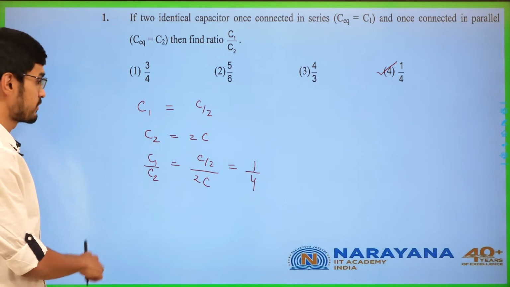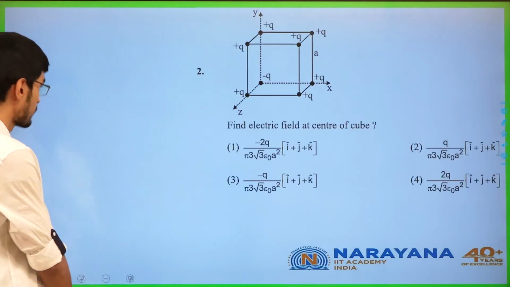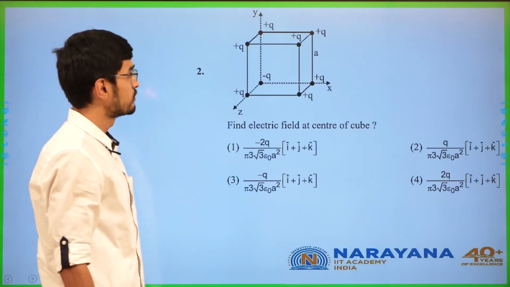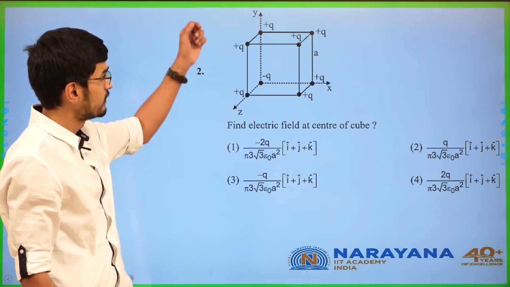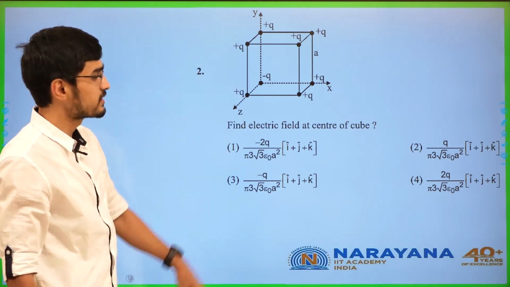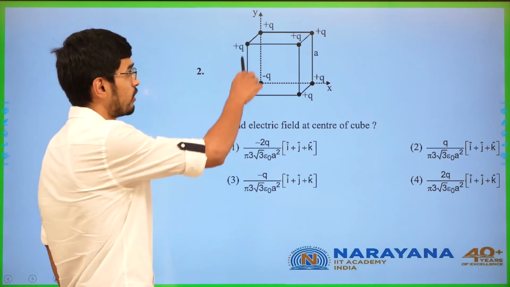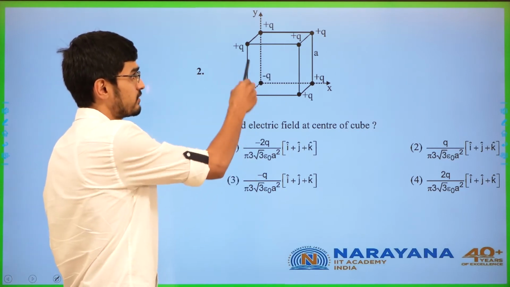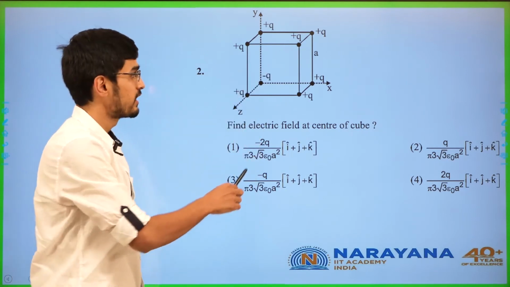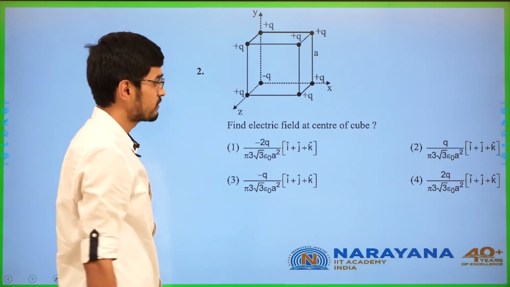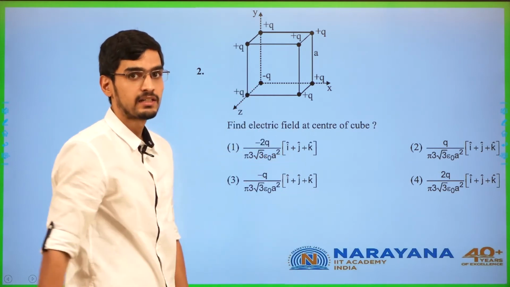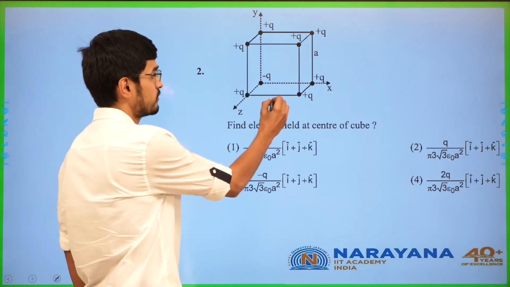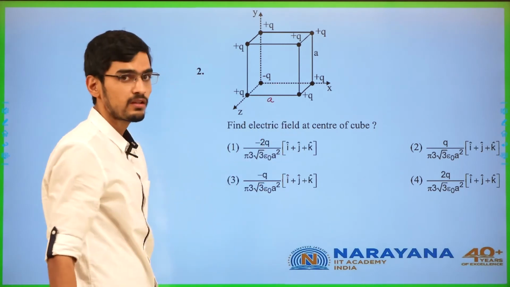Let us move to the next question. So as you can see, there is a diagram in which there is a cube and 8 charges are kept on the vertices. All of them are plus q apart from 1. So 7 positive plus q charges and 1 negative, minus q. We have to find the electric field at the center of the cube. Side length of the cube is considered as a.